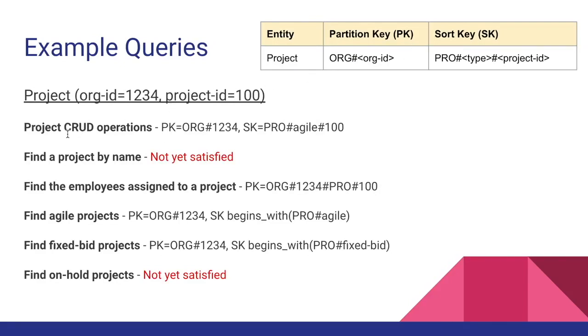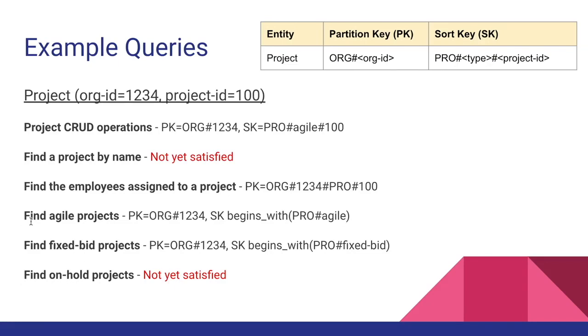So in order to do the CRUD operation for an employee, the primary key and sort key selection can be as follows. Let's say the organization ID is 1234 and the project ID is 100. In order to uniquely identify a project, we have to give an exact value for the primary key and the sort key. So the primary key value is org#1234, matching this pattern, and the sort key value is PRO#, then the type, let's say this is an agile type project, and then the project ID 100. This will return a single item, then you can perform CRUD operations on top of that. We still can't find a project by name, and we still can't find the on-hold projects.